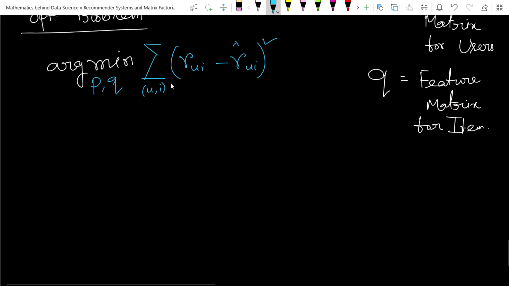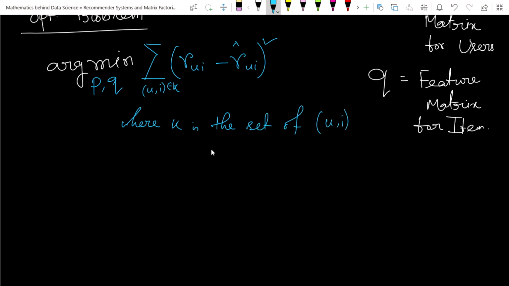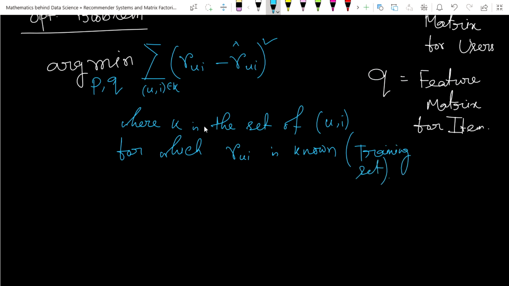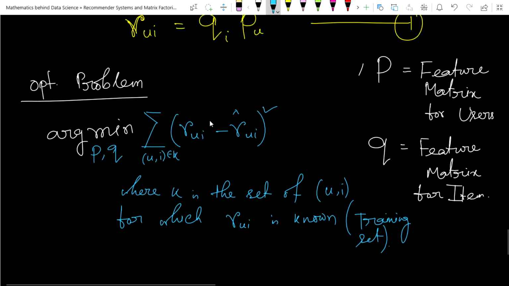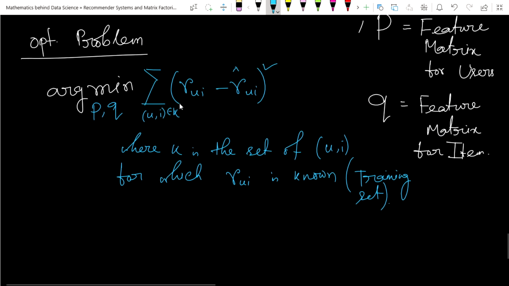So these pairs belong to K, where K is the set of pairs of UI for which RUI is known. Okay, that means the training data that they have given. You can simply call it the training set that they have given, which is known. That's the objective function we have to optimize. This is the main objective function.